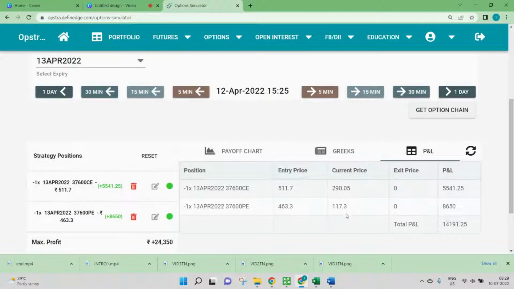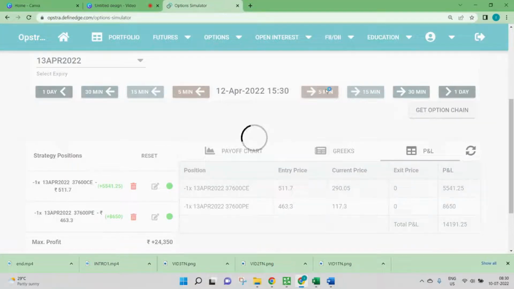Okay, so we are on Tuesday, one day prior to expiry now at 3:25 p.m. Our CE is at 290, PE is at 117, so we don't have to take any protection. At the same time, if we keep a target of 14,000-15,000 for the strategy for the week, this could have exited also. Exit could have happened today itself. But we are going by the strict rules. So let us go further. Day end.